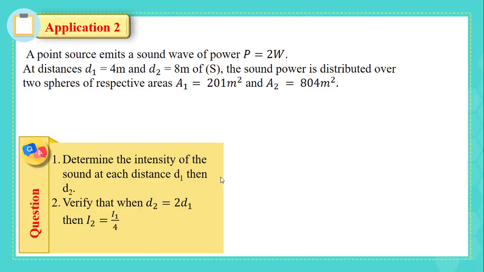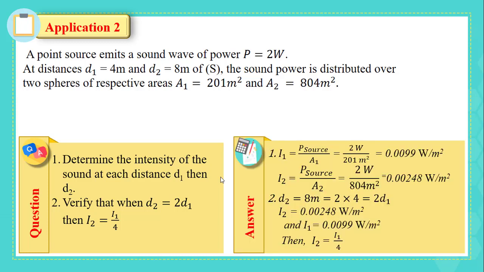Part 1. Determine the intensity of the sound at each distance D1 then D2. Part 2. Verify that when D2 is equal to 2D1, then I2 is equal to I1 divided by 4. Please try to solve this application first alone, then check the solution.